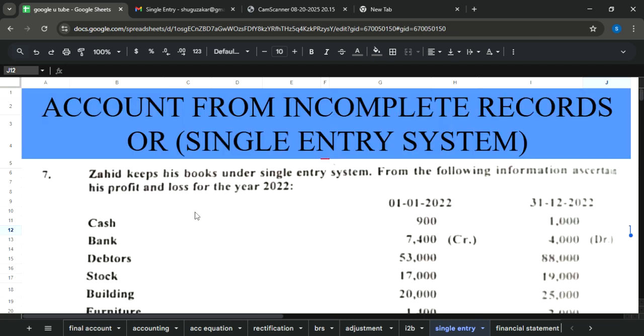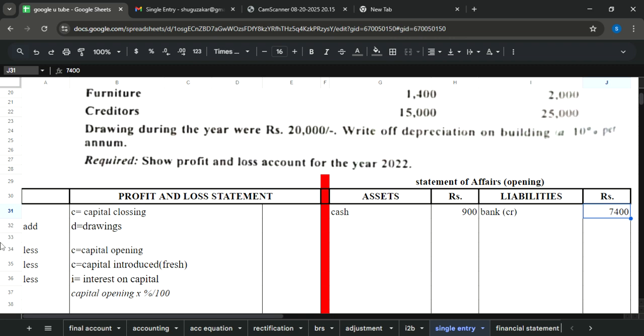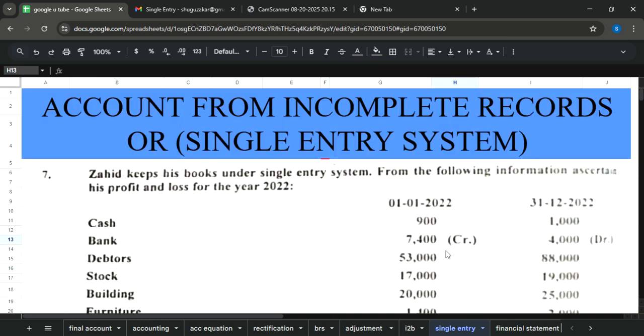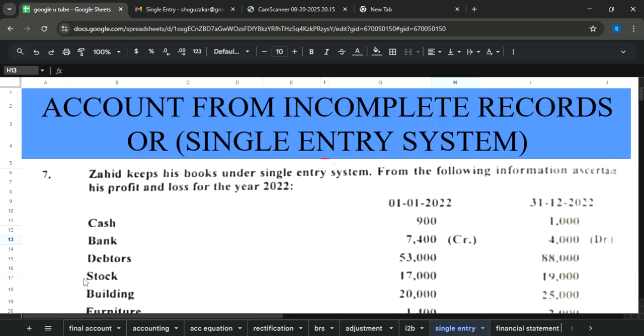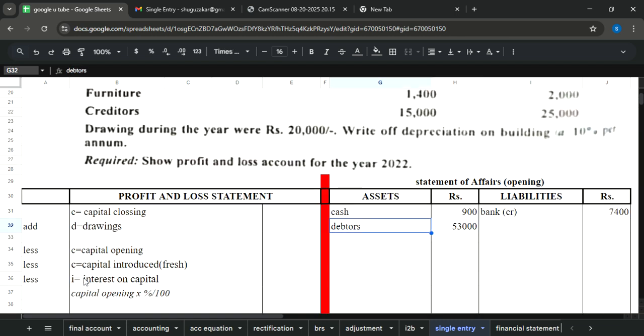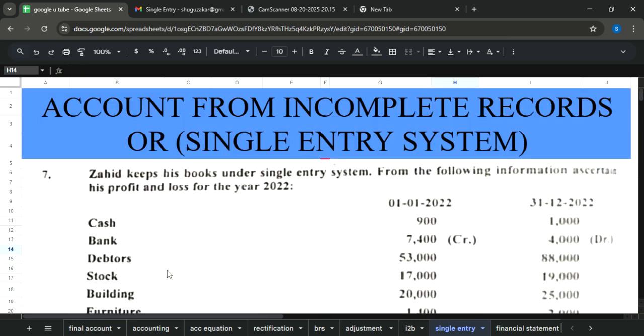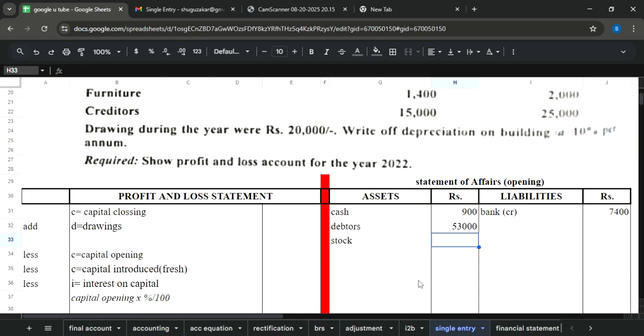After bank we have debtors. Debtors are your assets. So here debtors would be written. Amount of debtors is 53,000. Write it down in the opening asset side. After debtors we have stock. Stock is also your current asset. Amount is 17,000. So we will choose the opening asset side.